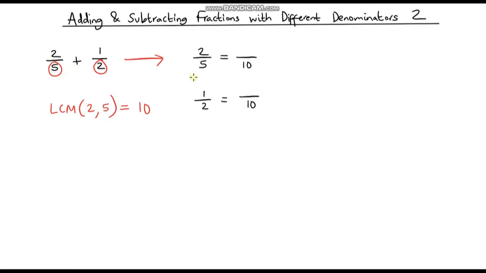So if we start with 2/5, in order to go from 5 to our denominator of 10, we just multiply by 2. So we're going to have to do exactly the same to the numerator. 2 times 2 is 4. So 2/5 is equivalent to 4/10.